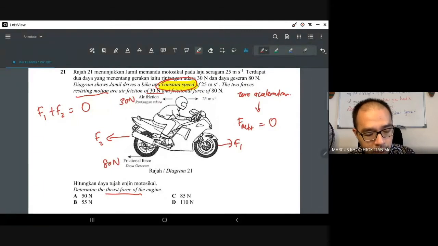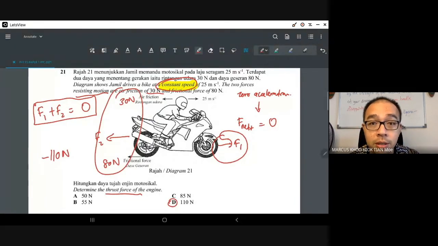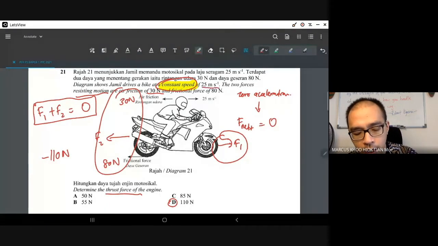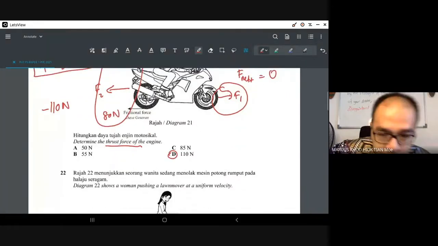And so as I said just now, if F1 plus F2 equals 0, since F2 is negative 110 newtons, sebab dia ke belakang, that means the F1, the thrust forward, must also be 110 newtons. So this kind of question is very normal to be asked. They will always give you a speed, a halaju yang sebenarnya kamu langsung tidak pakai pun. You are actually just made to understand that the constant speed equals zero acceleration, which means that the net force is equal to 0. Next question.